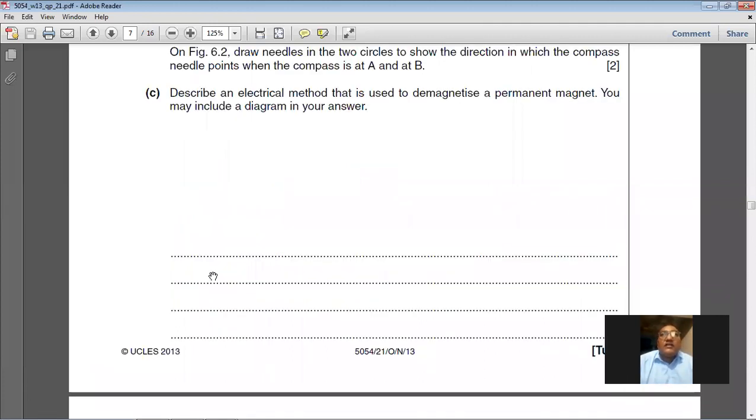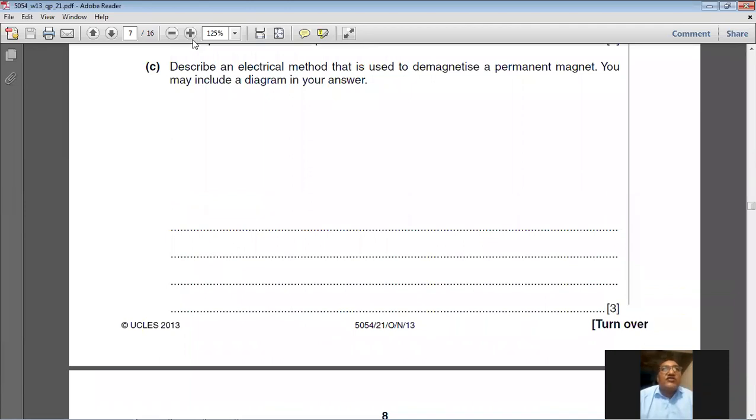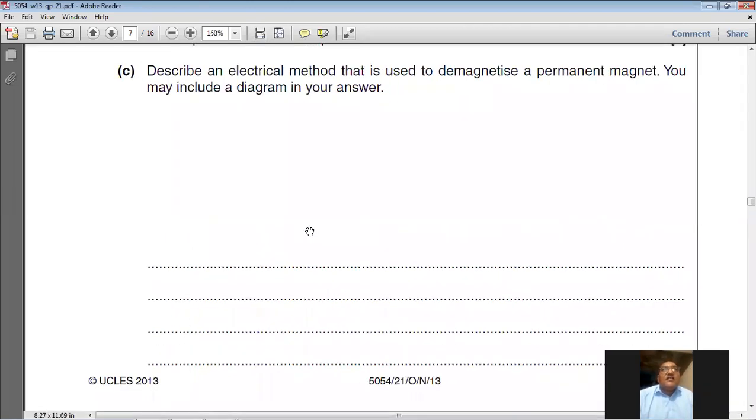Okay. The next question on your screen is a 3-mark question. It says, describe an electric method that is used to demagnetize a permanent magnet. You may include a diagram in your answer.